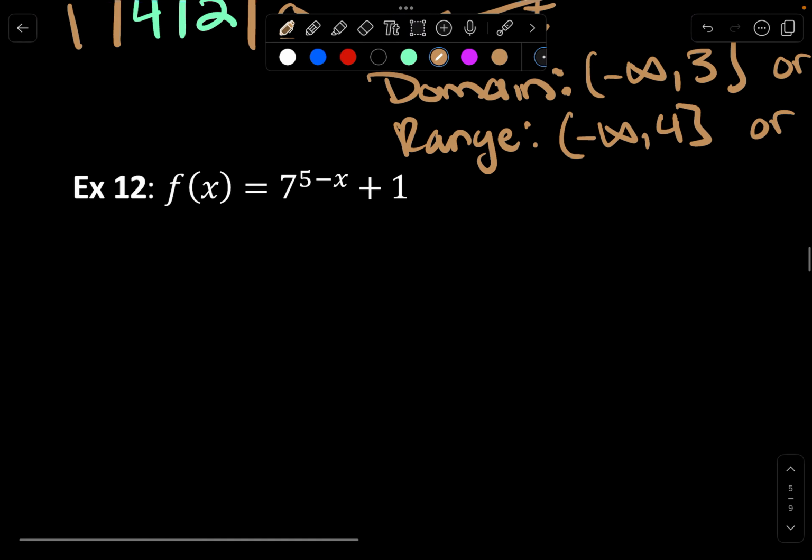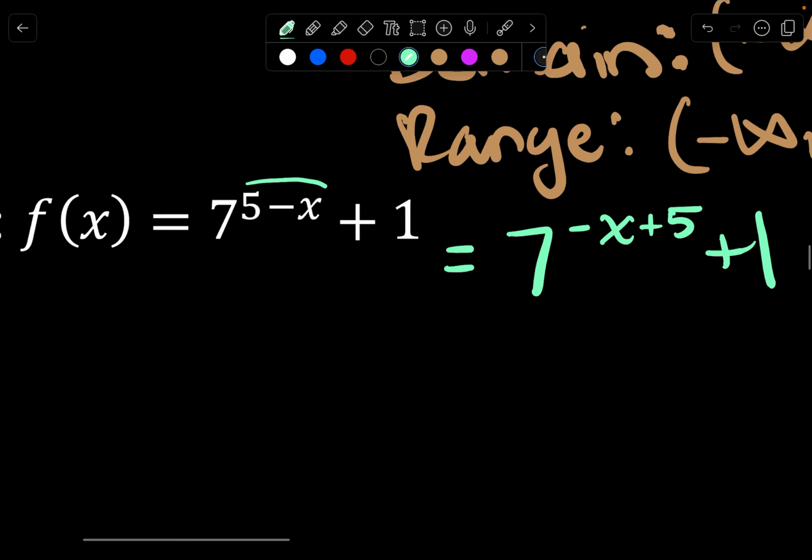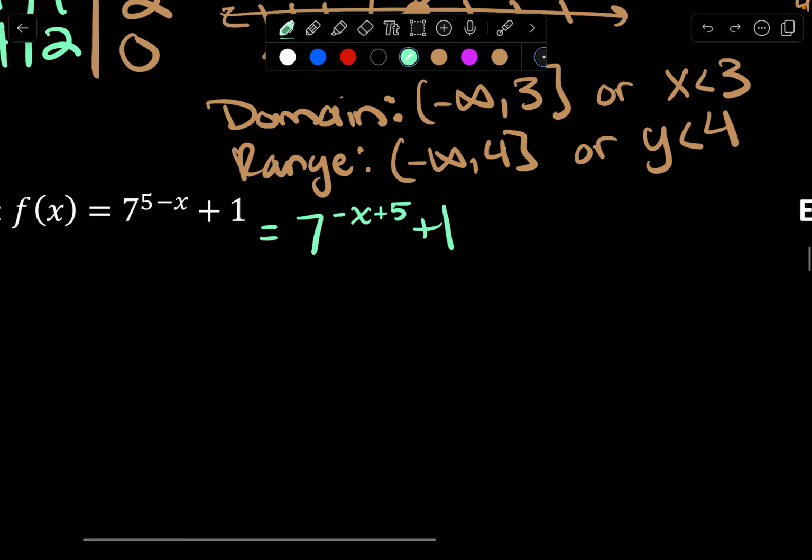Number 12, f of x is equal to 7 raised to the 5 minus x, plus 1. So again, I'm going to rewrite this so that my x is the leading term. The exponentials can get a little tricky because your x transformations are going to be here. They're going to be in the superscript.